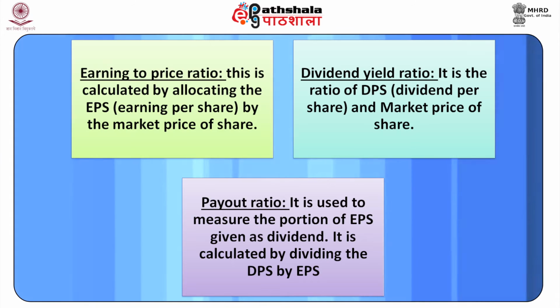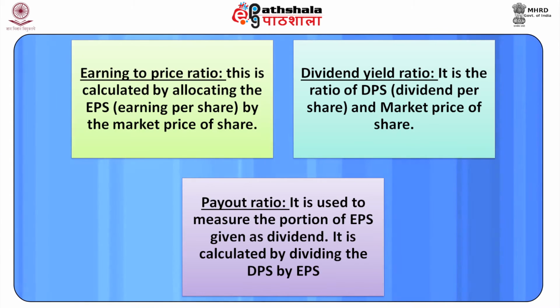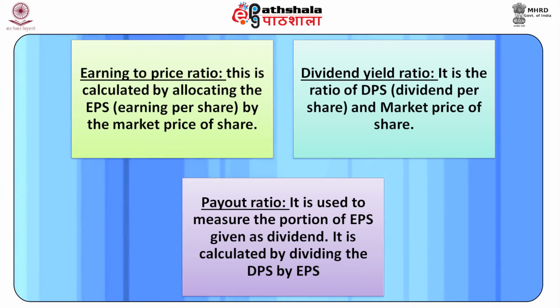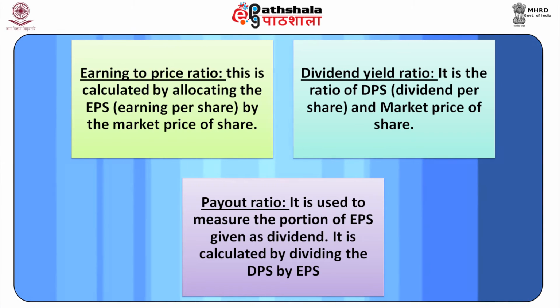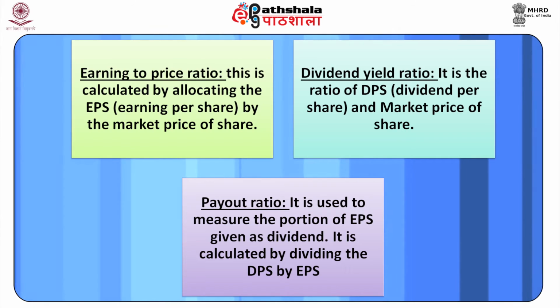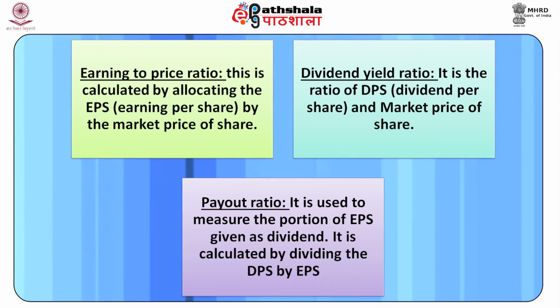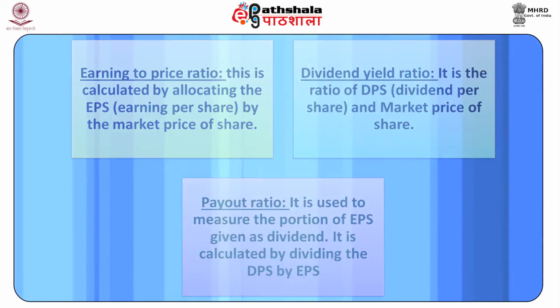Next, dividend yield ratio. It is the ratio of DPS, that is dividend per share, and market price of share. Next, payout ratio. It is used to measure the portion of EPS given as dividend. It is calculated by dividing the DPS by EPS.